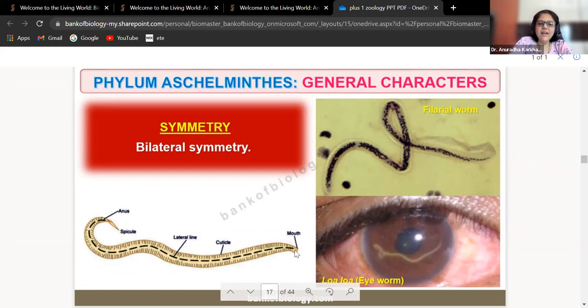Yeah, so this is going to be your bilateral symmetry. The filarial worm is going to cause, you know what, filariasis. Is worm ka scientific name is Wuchereria bancrofti, jo elephantiasis karata hai. You know elephantiasis, the legs become huge like an elephant's legs, that is called elephantiasis, which is caused by this filarial worm. Ye Human Health and Diseases chapter mein aayega, there is this filarial worm ke bare mein kahani hai uski. Okay.